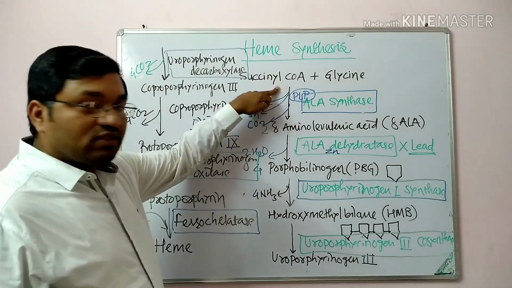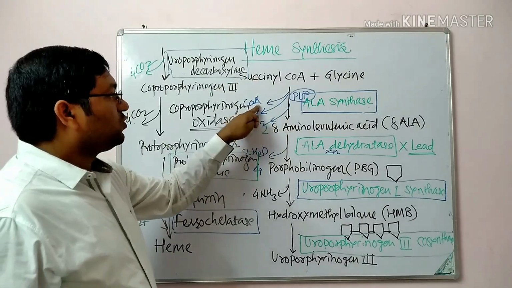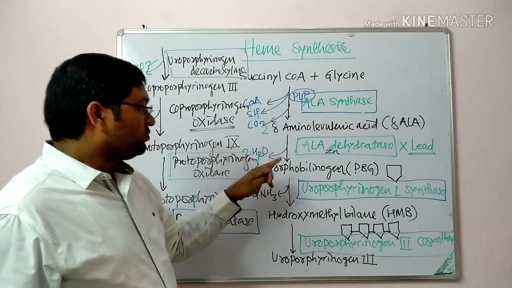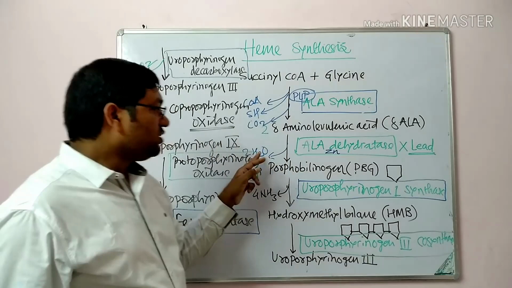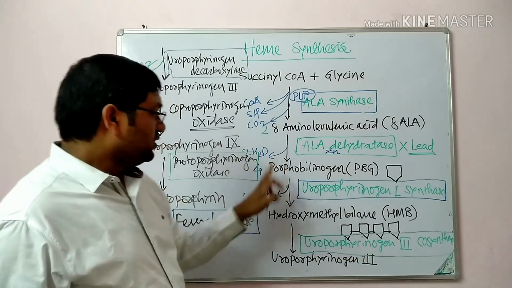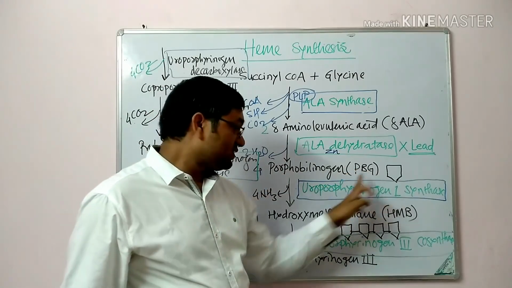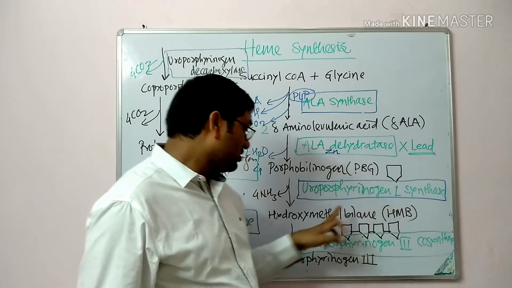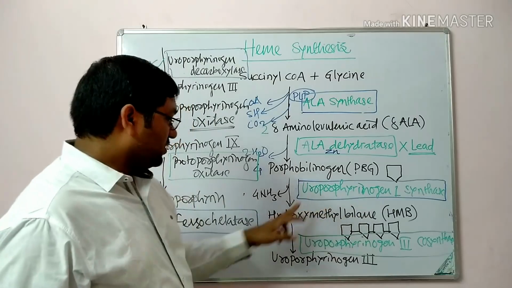This one is the condensation reaction with the removal of CO2, coenzyme A and sulfhydryl group. This one is the removal of a water molecule, dehydration is there. Then there is deamination with the help of porphobilinogen deaminase or uroporphyrinogen I synthase or hydroxymethylbilane synthase. The three names of the same enzyme.